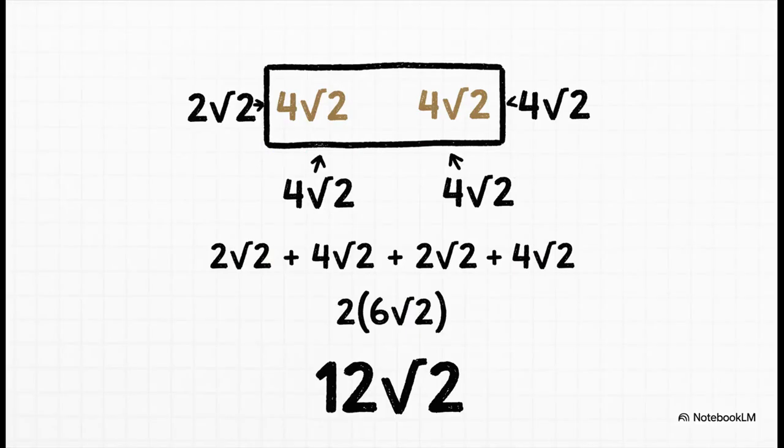Okay, let's walk through it. Perimeter is all the sides added up, right? But we can't just add root 8 and root 32 yet. They're not like terms. So what's our first step? You guessed it, simplify. The square root of 8 simplifies down to 2 root 2, and the square root of 32 simplifies to 4 root 2. And now they're like terms. We add them up to get 6 root 2, but that's only half the perimeter, so we multiply by 2, and our final answer is 12 root 2. See? It all comes back to simplifying first.